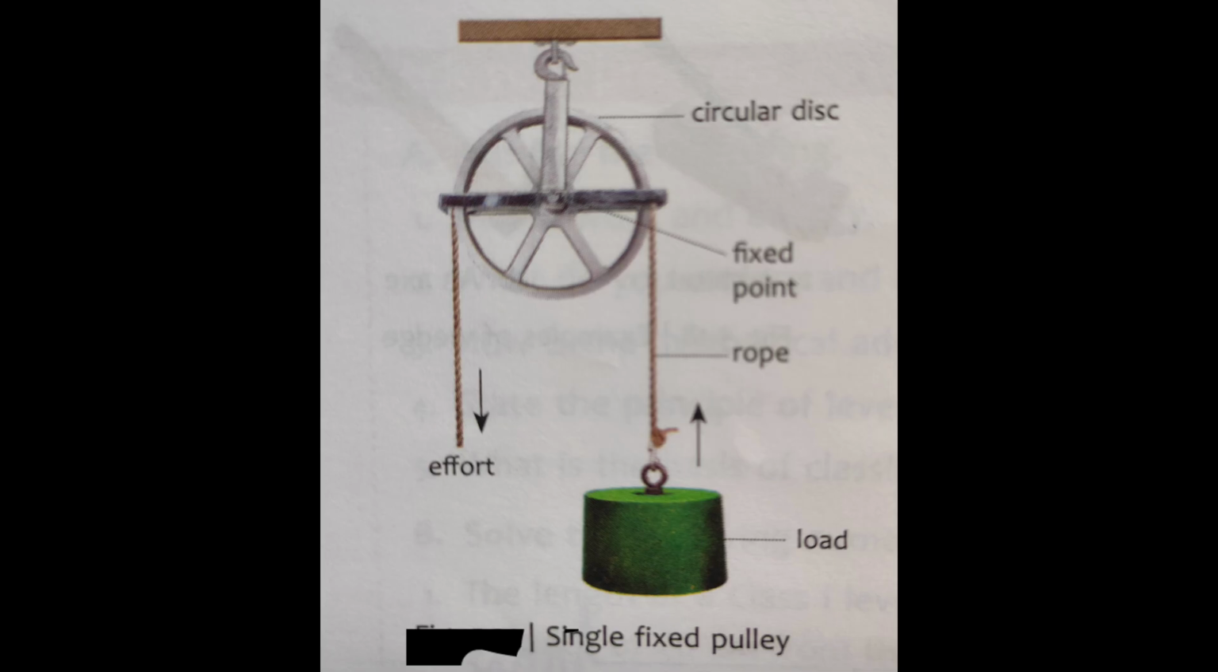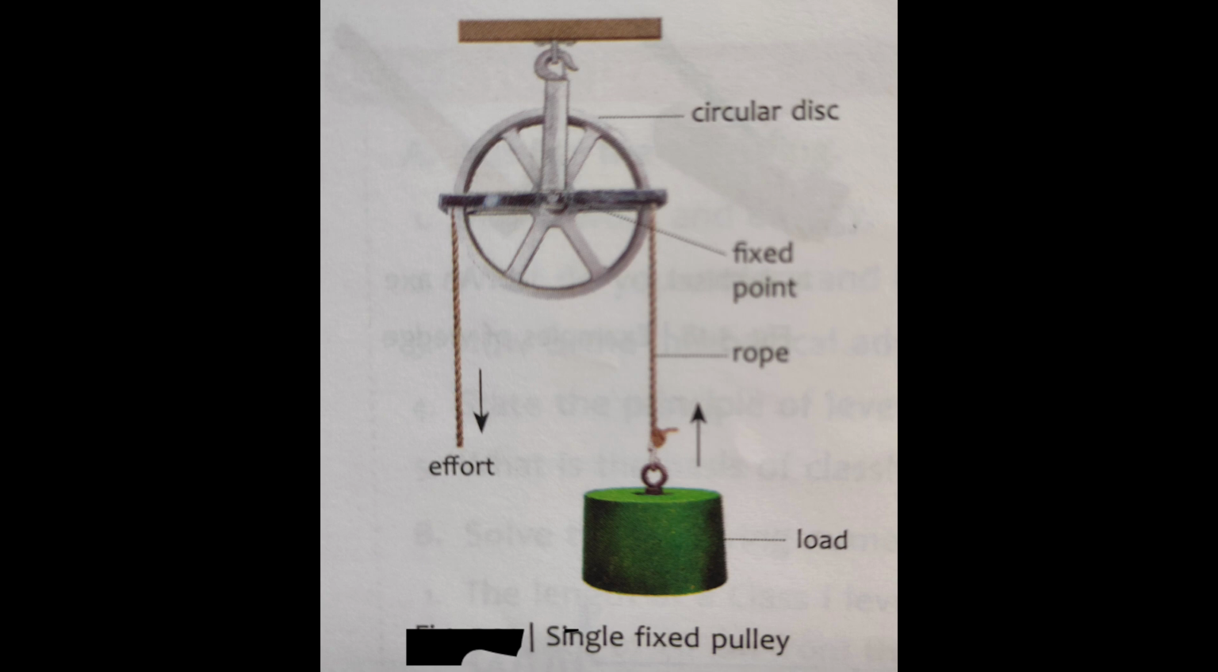Now we are coming to know about the pulley. So there are two types of pulley. One is a single fixed pulley, another is a single movable pulley. Remember, pulley is a wheel or a circular disc that can rotate freely about a fixed point.